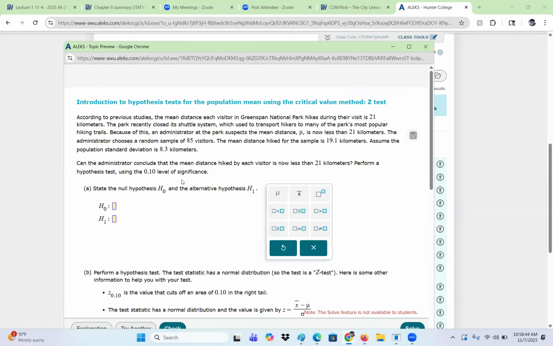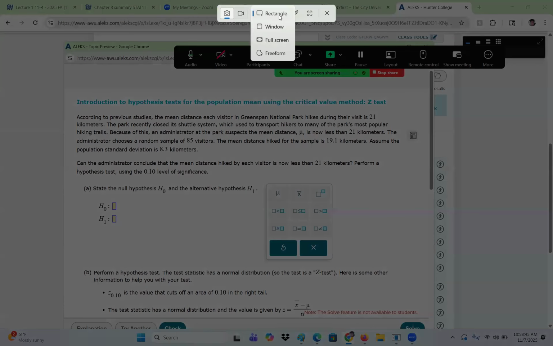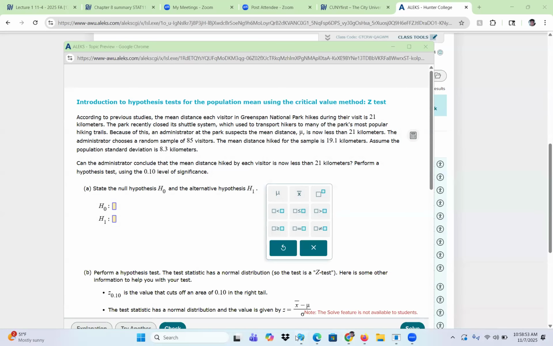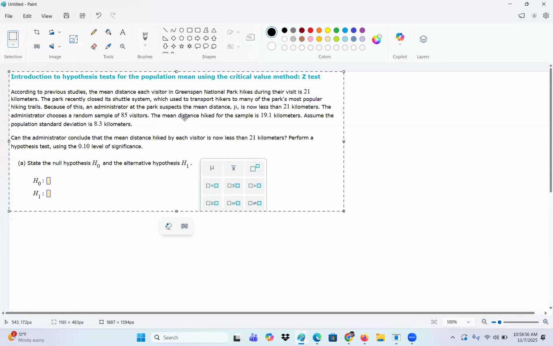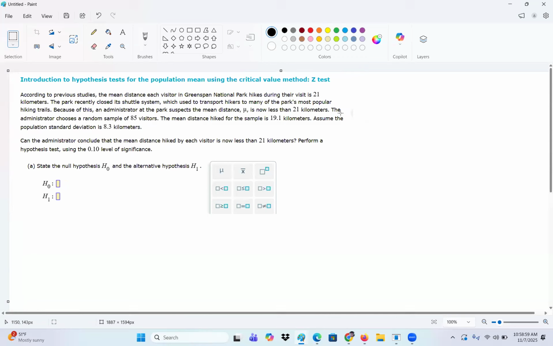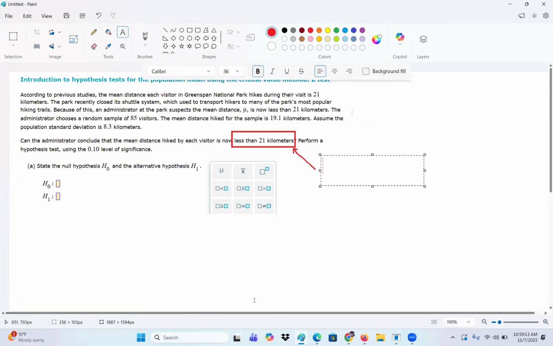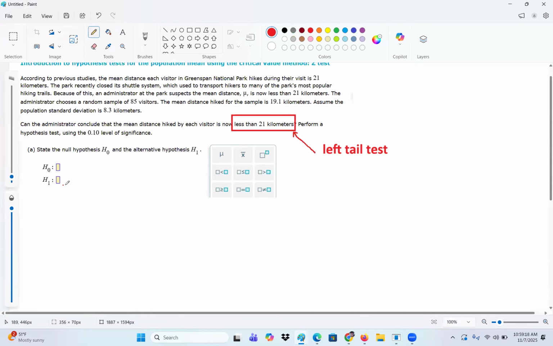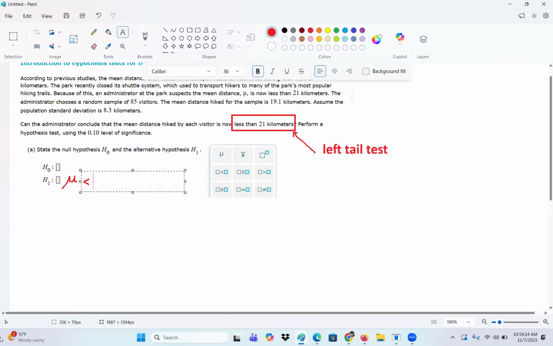It's important to highlight the key words. We need to know what the goal of this question is. The goal is to test if the mean is less than 21 kilometers. So this is a one-tail test, specifically the left tail test. We build it up with the mean being less than, so you have to start with the H1 first so we don't make mistakes. This is the goal that we're trying to set up.